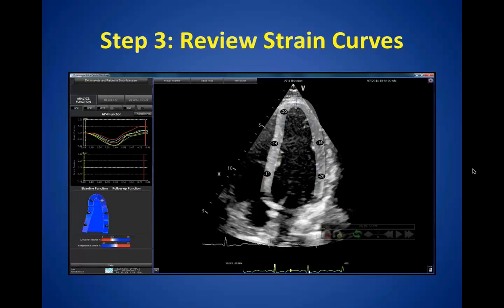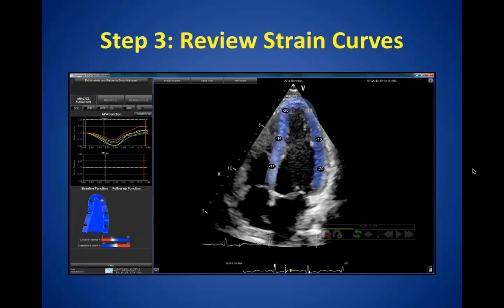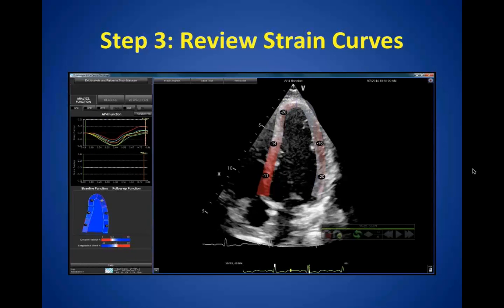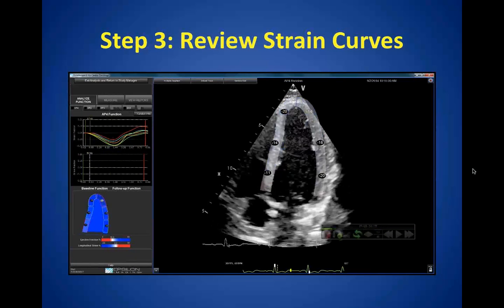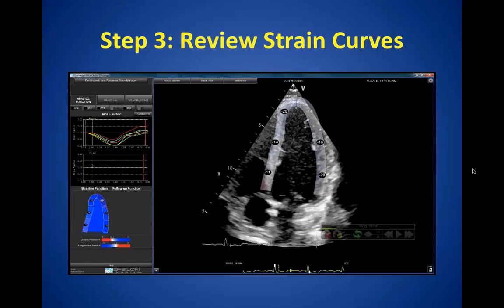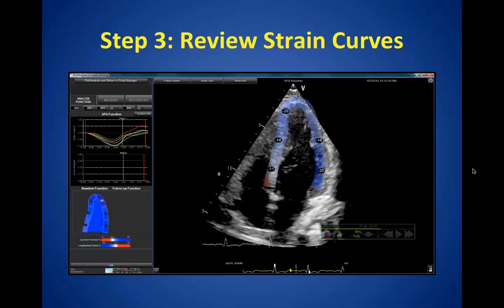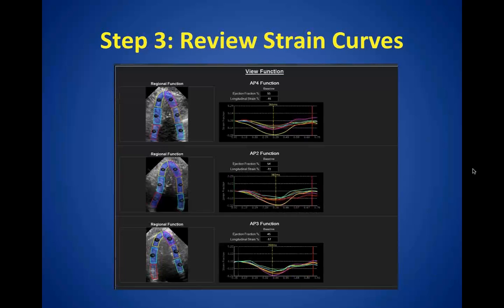And here is a moving version of that where you can see the change in color from blue to red, as we walk through the cardiac cycle. The strain curves can also be reviewed in the apical 4, 2, and 3 chamber views, as well as the individual longitudinal strain value for each of these views.